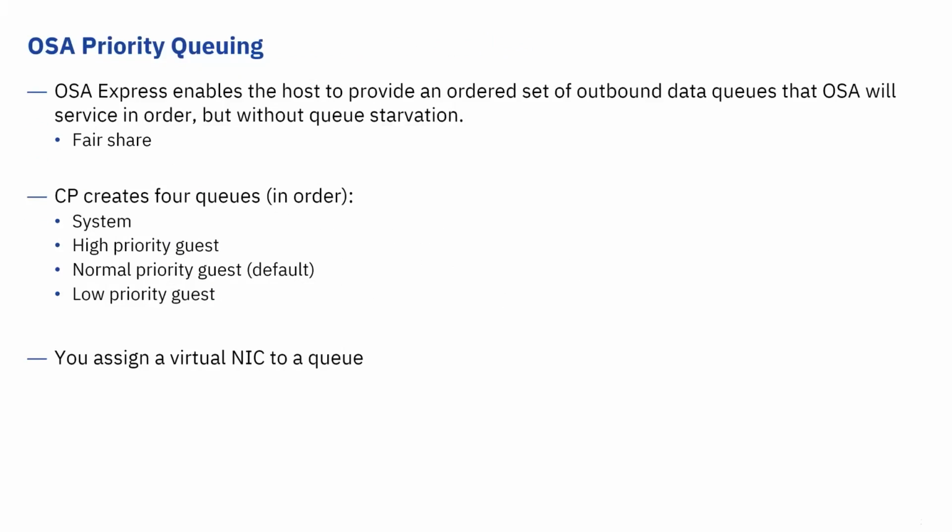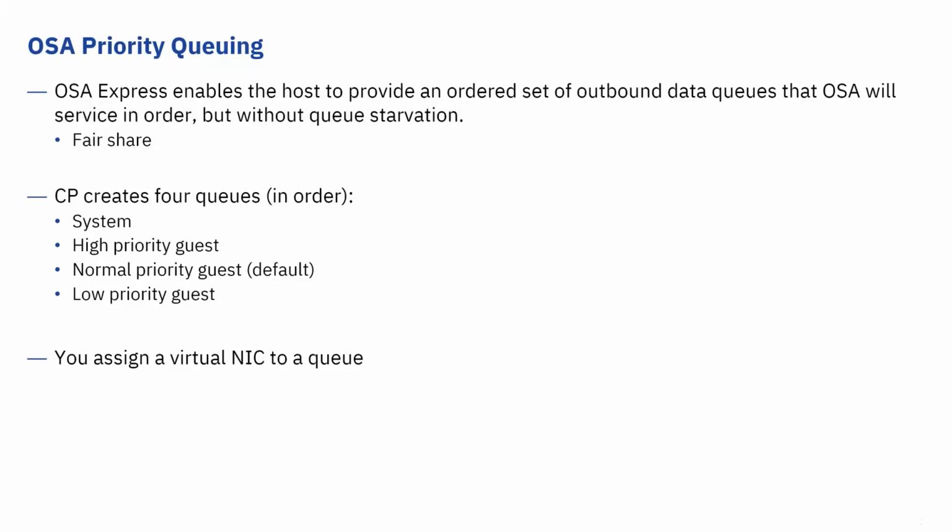Okay, OSA Priority Queuing was an enhancement added to OSA. What happens is that there's a set of outbound data queues, and it was possible, based on how busy a guest is, for a guest to monopolize a lot of the bandwidth of the OSA. So OSA created something called priority queuing, and what we're able to do is create a set of 4 queues. Before it was 1 queue. Now we got 4. And OSA will service those in a fair share algorithm that avoids queue starvation. Everybody gets a shot at it.